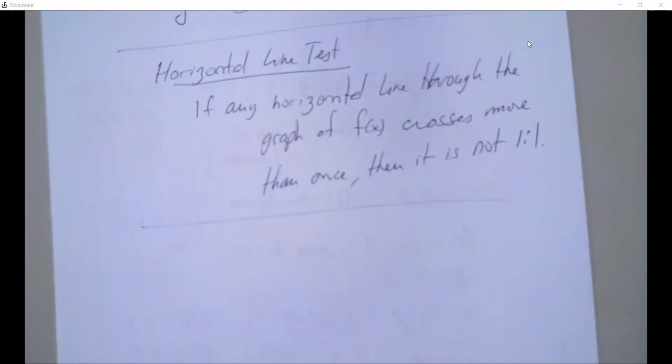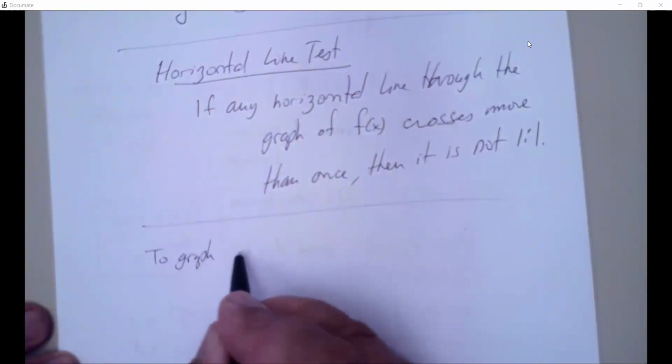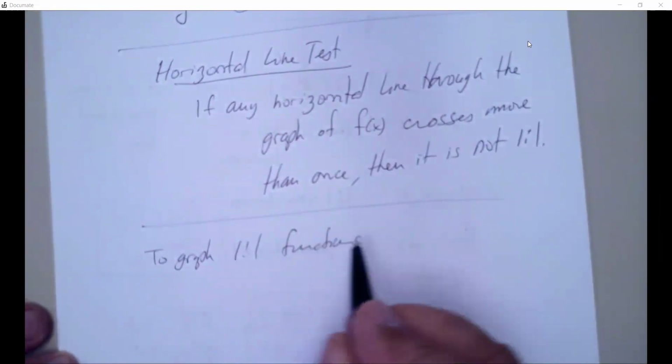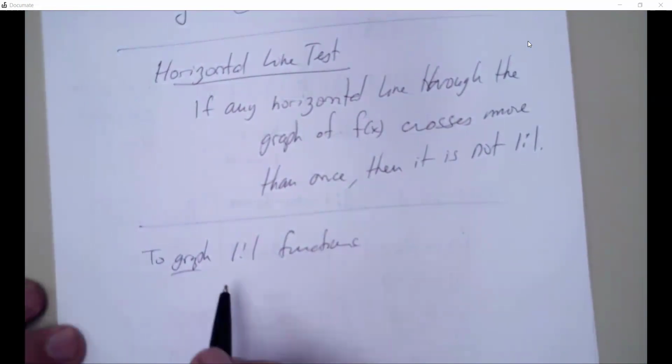Now, to graph one-to-one functions, no, this is to graph it. The other one is just to determine if it's one-to-one. This is to graph it.